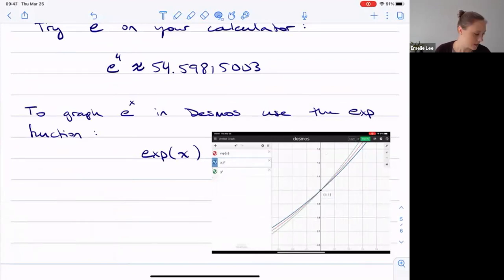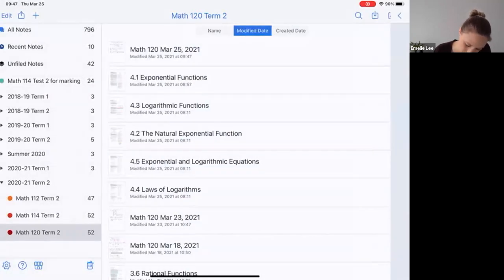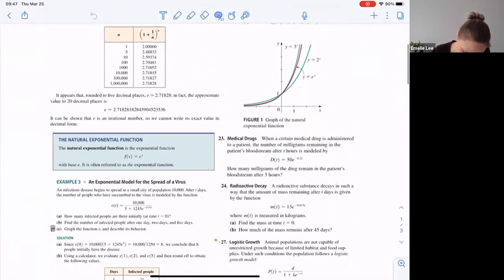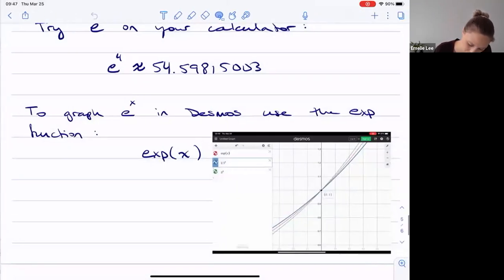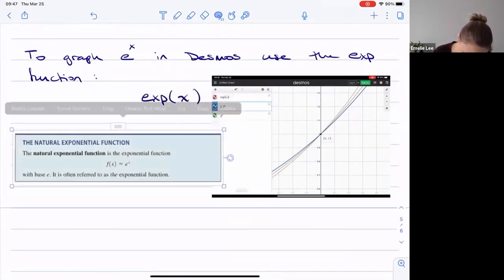Okay, good. So the natural exponential function is going to be our go-to exponential function. But like I said, all the exponential functions behave the same way. Oh, hey. I should bring in the definition here.